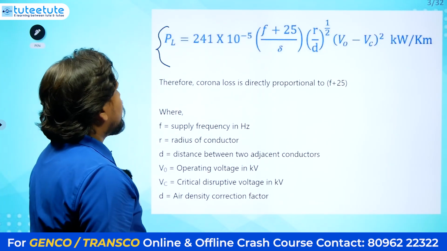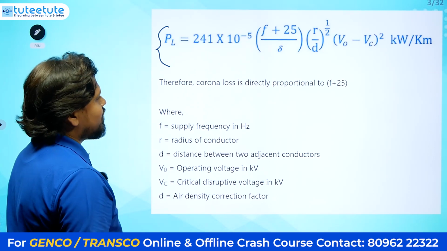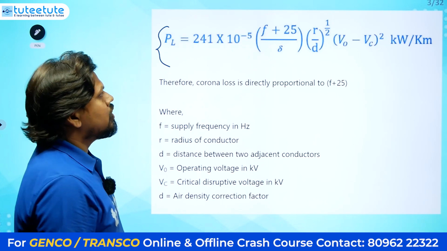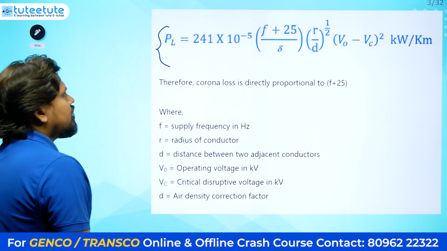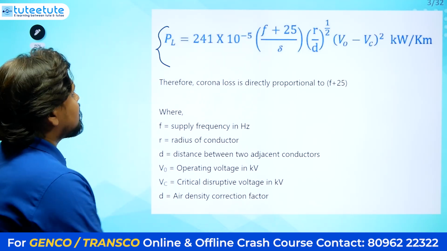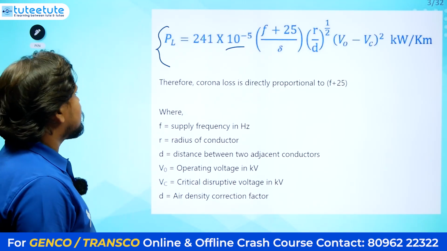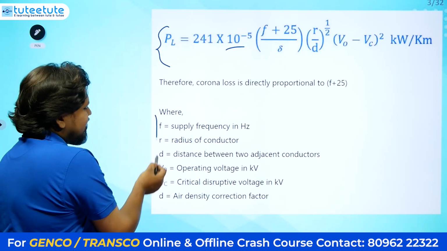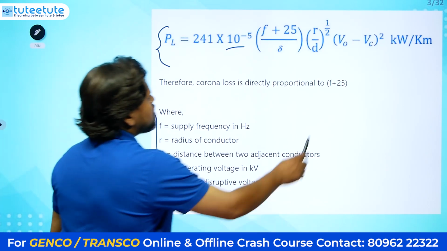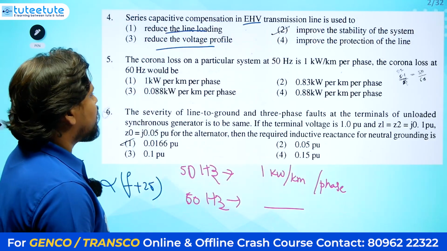It is 241 into 10 power minus 5 into (f plus 25) divided by delta, times (r by d) whole power 1 by 2, times (V0 minus Vc) whole square, in kilowatt per kilometer. Consider the units also, because if the units change, then it will change a little bit. If you remember this, no problem. It means the loss is directly proportional to f plus 25.